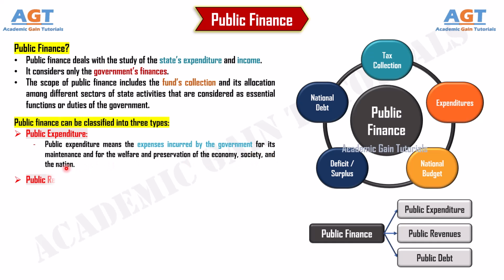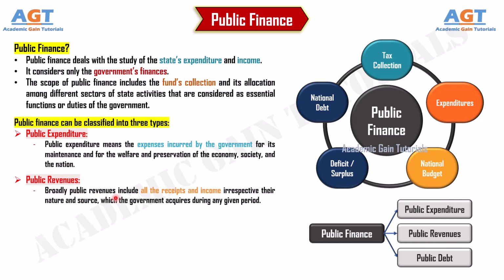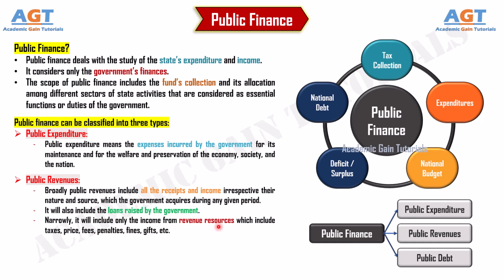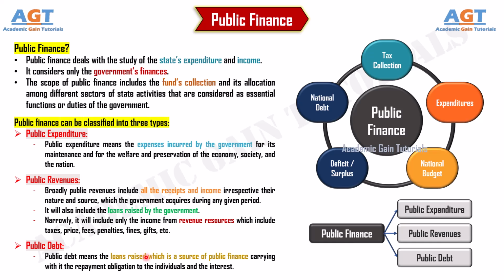Public revenues. Broadly, public revenues include all the receipts and income irrespective of their nature and source, which the government acquires during any given period. It will also include the loans raised by the government. Narrowly, it will include only the income from revenue resources, which include taxes, price, fees, penalties, fines, gifts, etc. Public debt. Public debt means the loans raised, which is a source of public finance carrying with it the repayment obligation to the individuals and the interest.